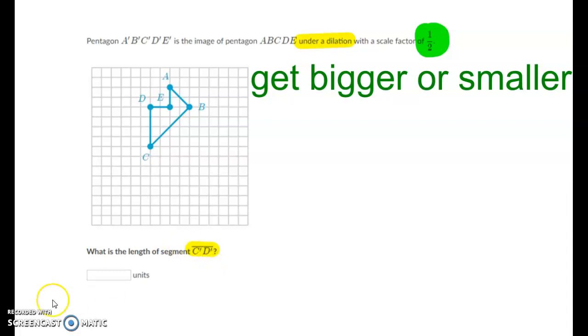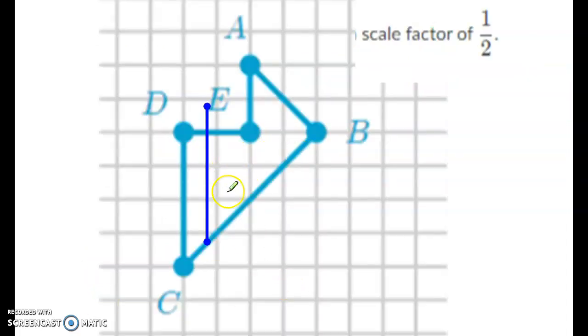What's the length of CD, from here to here, after going through a dilation, getting bigger or smaller? And since it's 1/2, we know we'll be getting smaller by a factor of 1/2. How big will it be? How many units? So if I zoom in on this, I can see that this image CD is 4 units long. And notice we're counting these squares: 1 square, 2 square, 3 square, 4 square. So this is 4 units long.